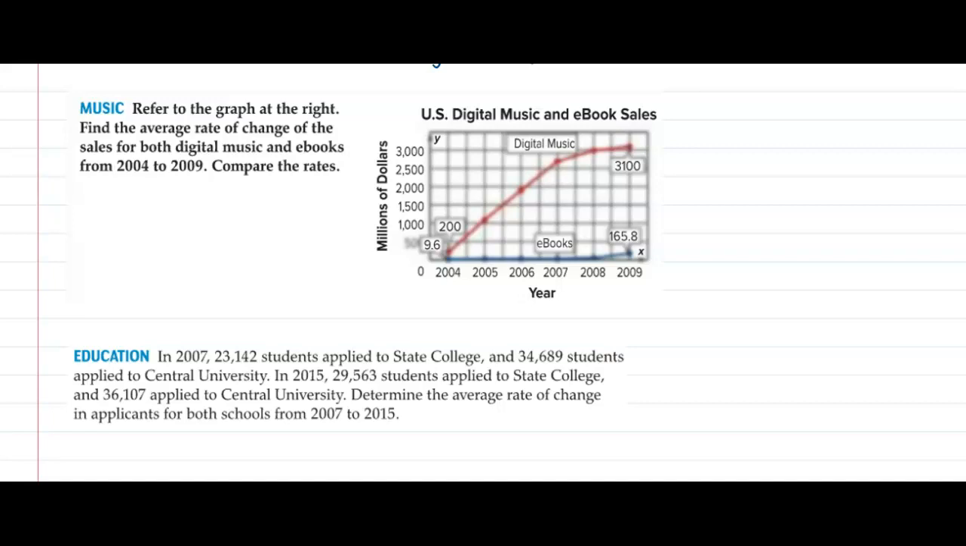So it is asking us for the average rate of change from 2004 to 2009. That means they want to take the rate of change from 2004 to 5, and 5 to 6, and 6 to 7, and so on, and average them. So think about what we do when we average. We add them all up and divide by the number of items that we've added. Well, we could do that, but we would rather do it simpler.